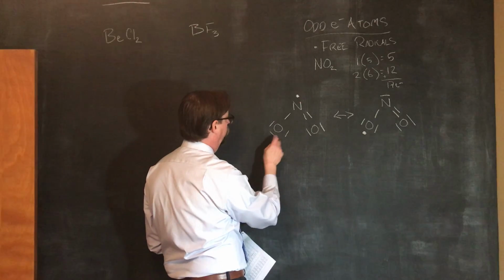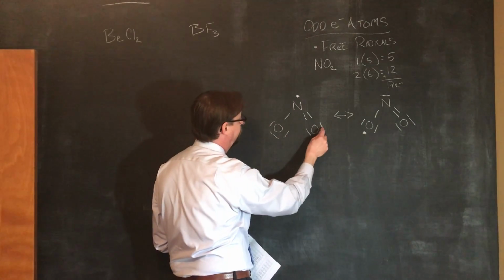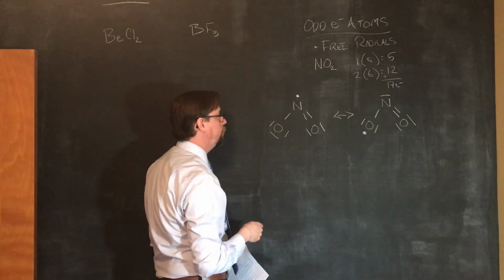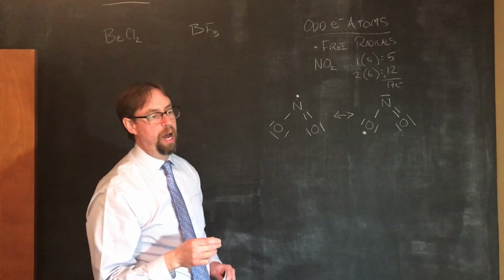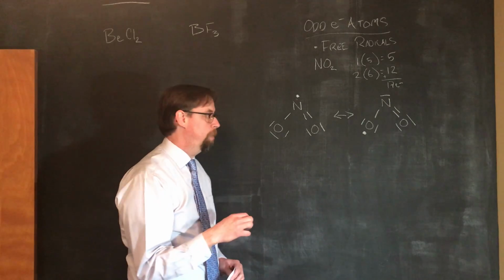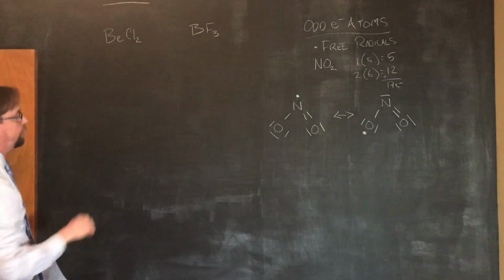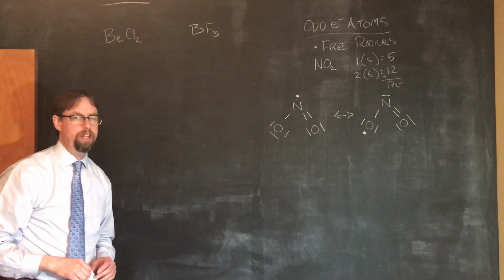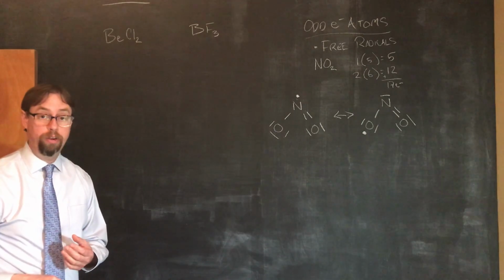So if we count it up, let's use this one for example. We've got 2, 4, 6, 8, 10, 12, 14, 16, and then a single electron makes 17. It turns out that this appears to be the more important structure because of the way that NO2 reacts with another NO2 molecule. But that's just a little side note. Now let's look over here. I've got 2 examples of atoms that are going to be what we call electron deficient, meaning that the central atom is not going to have 8 electrons around it.